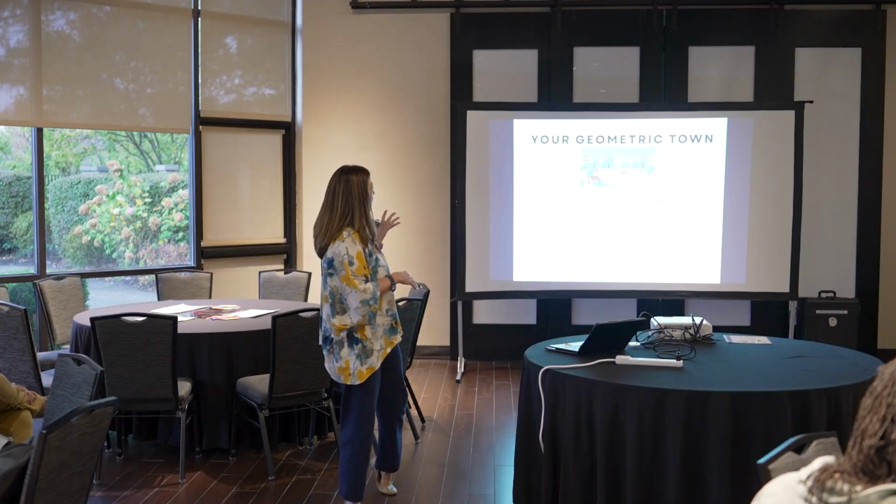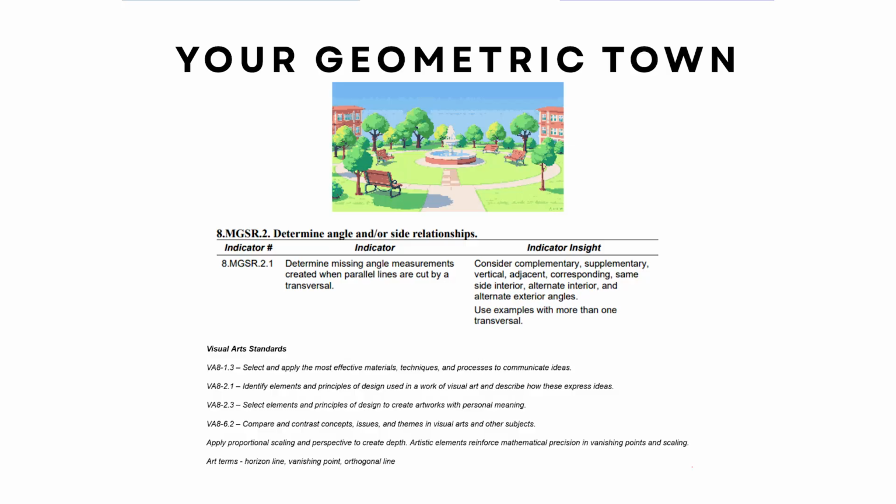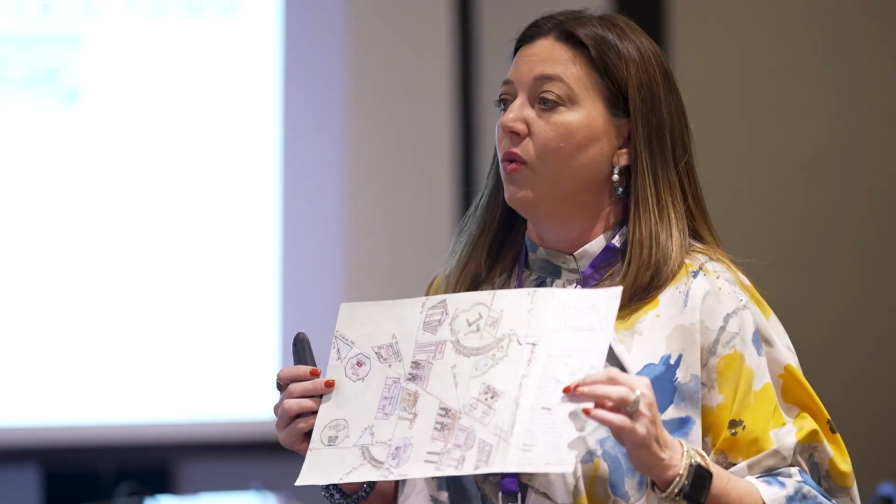So the first thing I've got, and I put a few examples on each of your tables, is my geometric town. This is where we are looking at parallel lines with transversals. They start learning about all the different angles that are created and how they apply outside of the classroom. So I have given you a few examples of where I make them create their own town. They get to create their name.